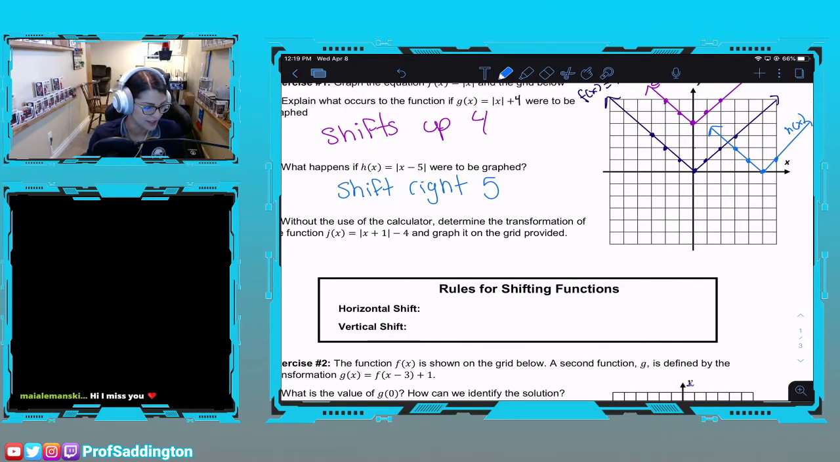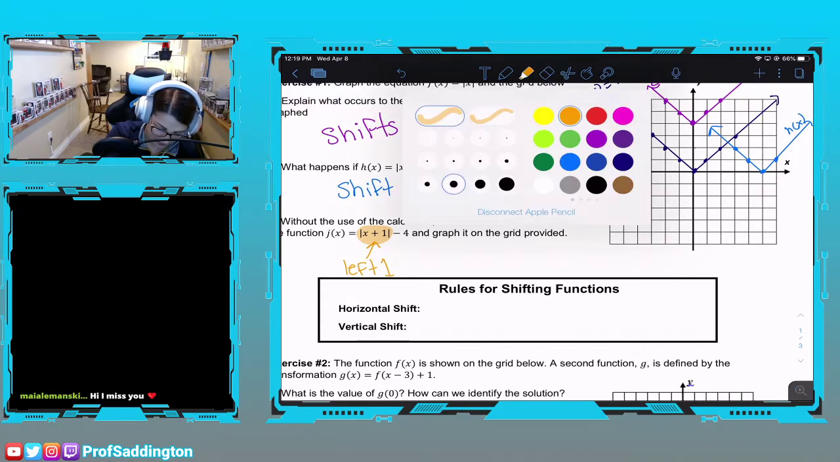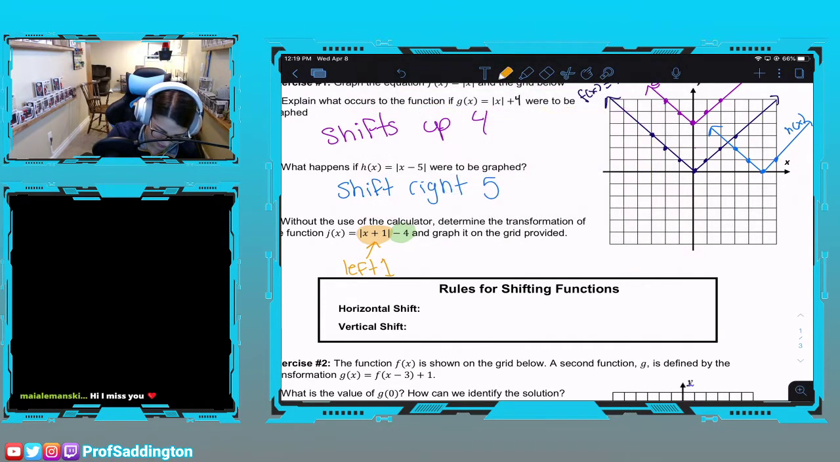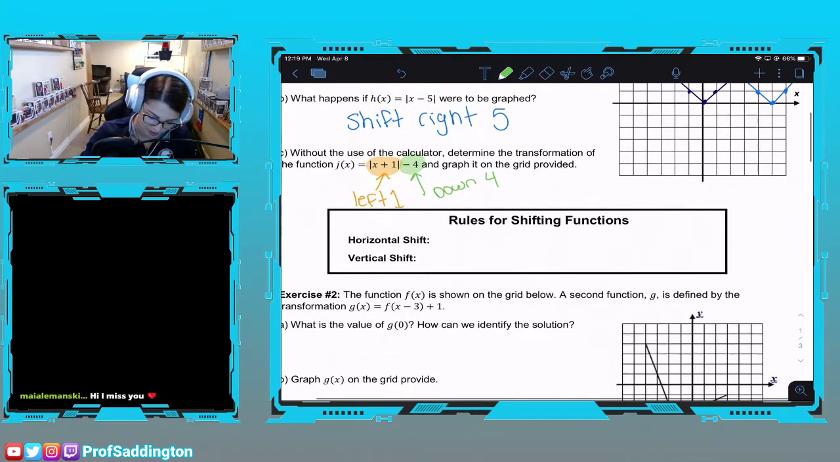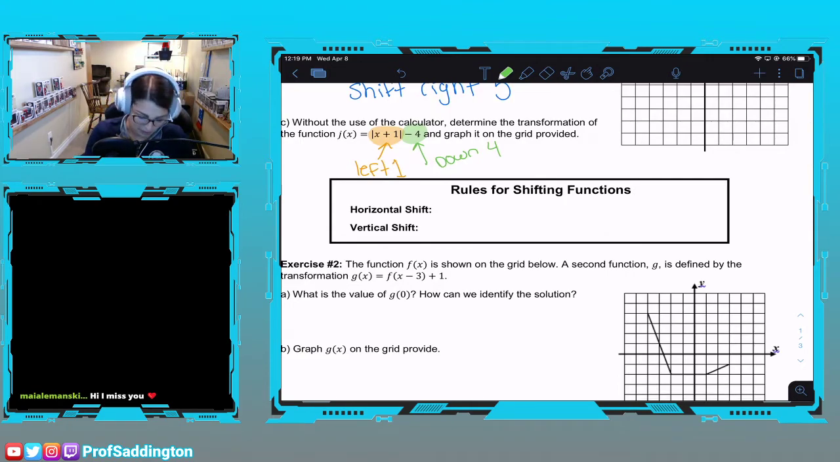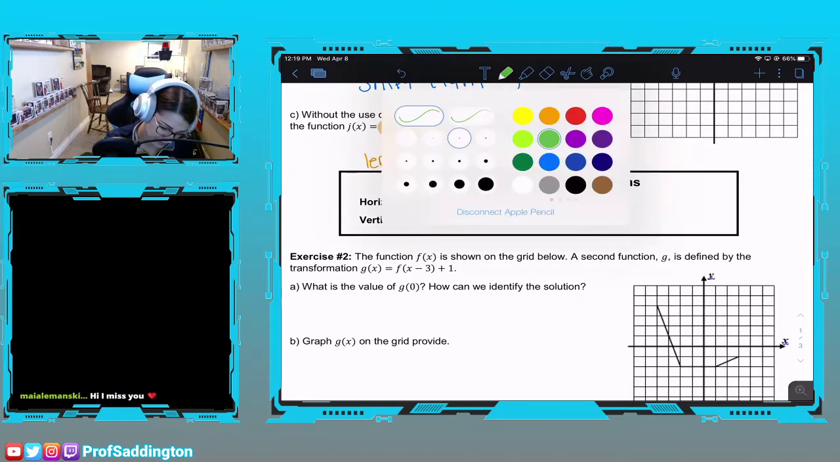So without even using a calculator, we want to figure out what is happening with j of x. We have j of x equals absolute value of x plus 1, and then minus 4 on the outside. So inside here, this x plus 1 is going to be going either left or right, and we go the opposite sign. So since it's plus, we are going to go left 1. And then with this minus 4, that is going to go down 4. So I don't really need to graph any of these to be able to tell how it's changing from the parent function. It's always helpful, and you're more than welcome to look at it in your graph, but you don't have to. So let's just write down some rules.